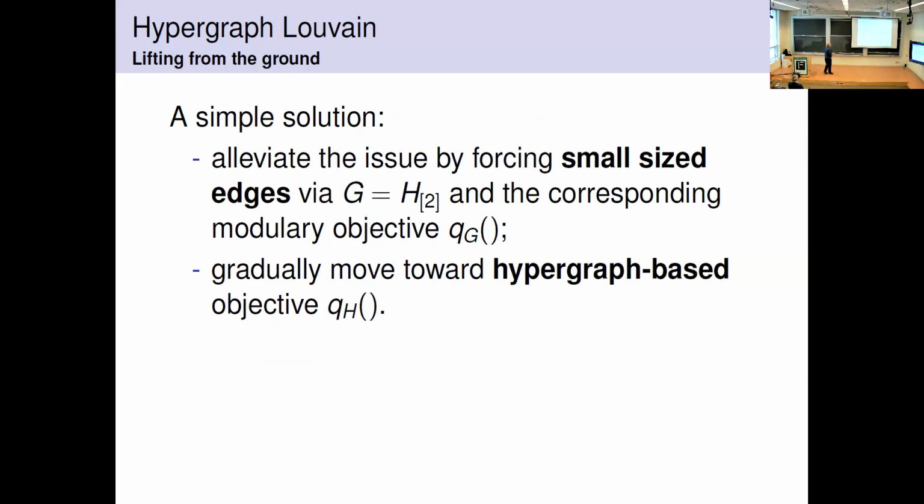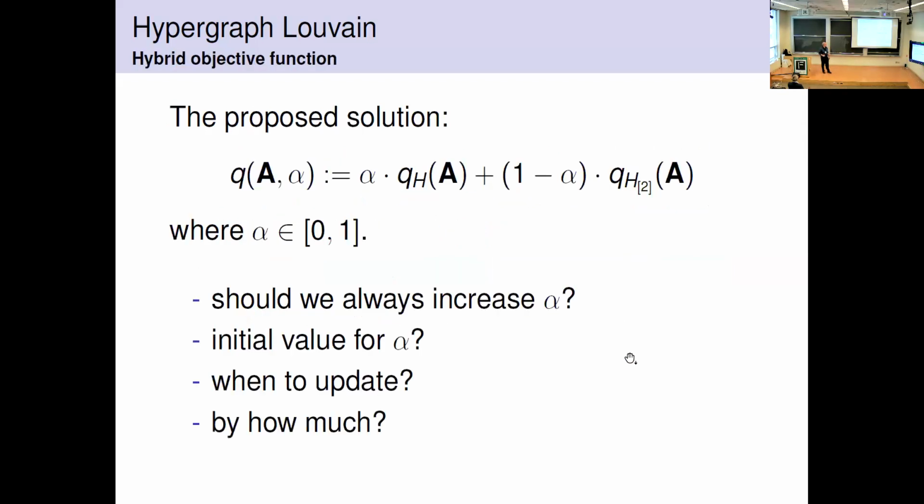Well, this is remarkably simple, okay? But sometimes simple is good, right? So we're going to alleviate this issue by forcing small size edges at first. How do we do that? With the two-sections. Okay. And then we're going to gradually move towards a true hypergraph-based objective, right? So, well, okay, couldn't be simpler, but, you know.